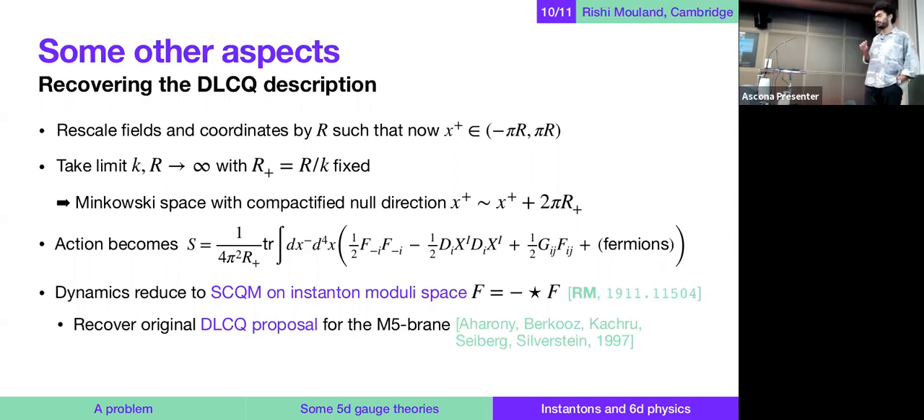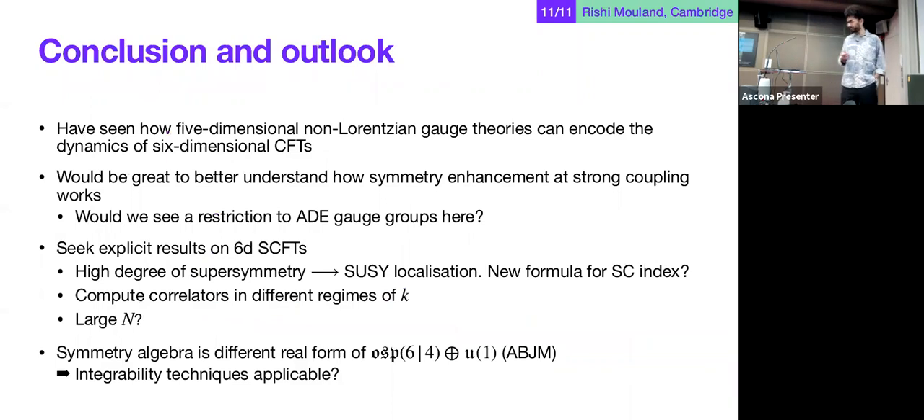We don't understand it fully, but there seems to be some sense in which ambiguities associated with the DLCQ proposal, such as the so-called zero mode problem, seem to be in some way regulated by approaching the DLCQ limit from large but finite K and R. Like I say, I don't have anything conclusive to say on that, but I definitely think there is something to be said. Let me finally conclude.